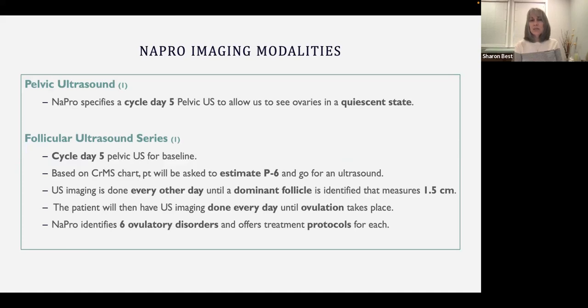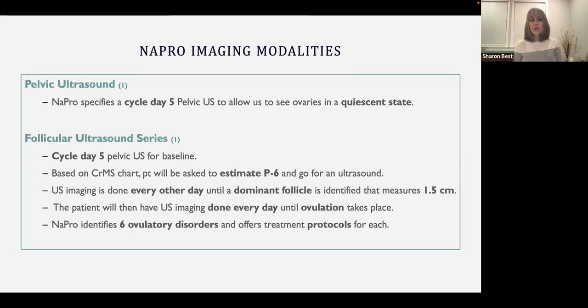So let's look at some imaging modalities. We all do a pelvic ultrasound. NaPro specifies this would be done on day 5. I prefer day 5, I tell the patients. We're looking to see the ovaries in a quiet or quiescent state. Now we have something special in NaPro called the follicular ultrasound series. This is what allows us to diagnose ovulation disorders.